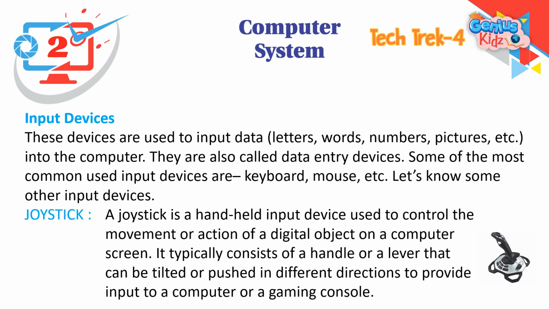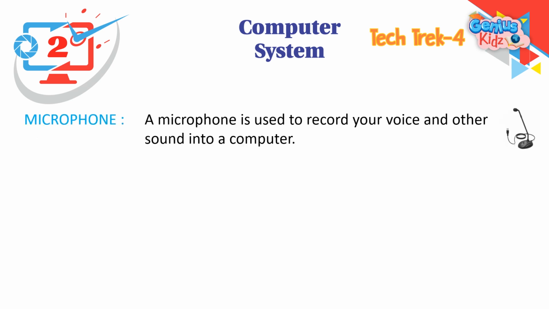Joystick. A joystick is a handheld input device used to control the movement or action of a digital object on a computer screen. It typically consists of a handle or a lever that can be tilted or pushed in different directions to provide input to a computer or a gaming console. Microphone. A microphone is used to record your voice and other sound into a computer.